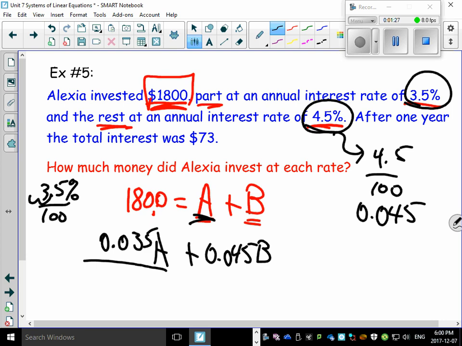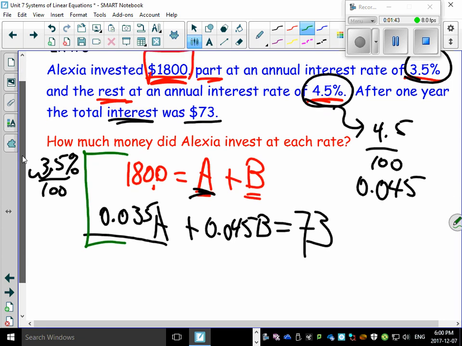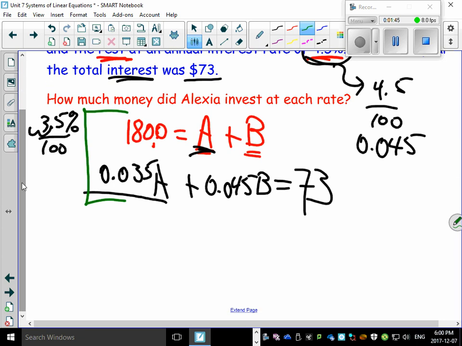And the total interest made is a whopping, oh, look at this, 73 bucks. Rah! Oh, well, I wish it was more, but that's the way the ball bounces. So there's your nice little system of equations. Again, are you going to solve for A in this equation? No, I would solve for the A in this equation. Keep it simple.